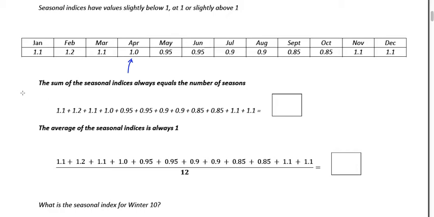Okay, we'll talk more about that in a moment, but first of all, a main thing when it comes to seasonal indices is that if you add them together, it will always equal the number of seasons. So if we have a look at this data, we've got 12 seasons because there's 12 months. If we add these numbers up, you can do that on your calculator now, pause it and do it if you wish, you should find that it does equal 12, which is the number of seasons, which in this case is months.